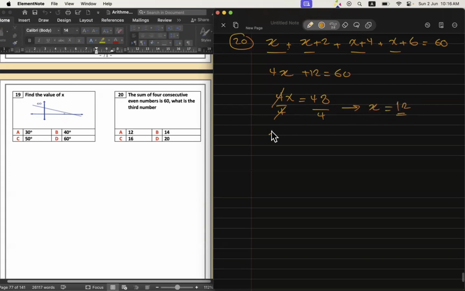So the first number is 12, the second one will be 14, the third 16, and the fourth one will be 18. If you would like to check your answer, just add all of them. It gives you 60. We want to find the third number. The third number will be 16. So the answer is C.